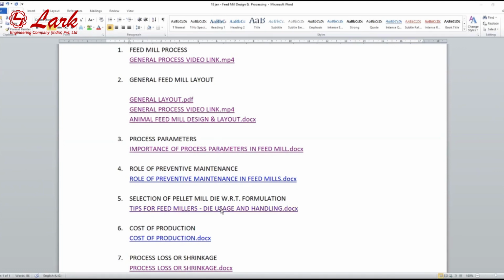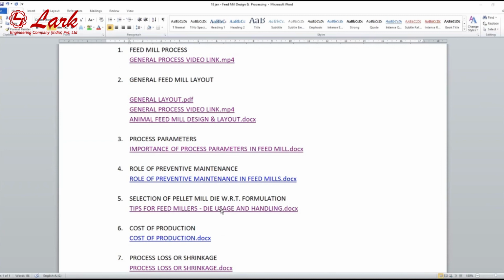The most important thing: the die is the most expensive spare part of a pellet mill, and getting optimum life from a die, in general practice, increases the benefit or reduces the processing cost. So 50 to 60% of feed millers use a common die for broiler, breeder, and layer.